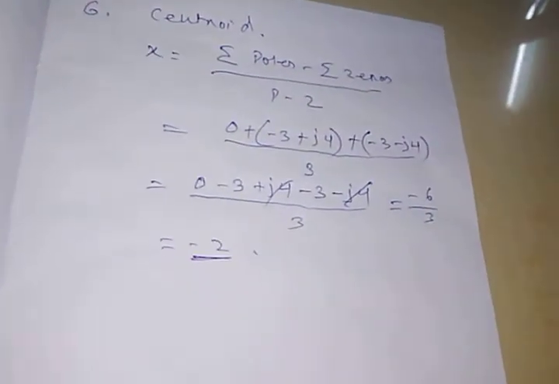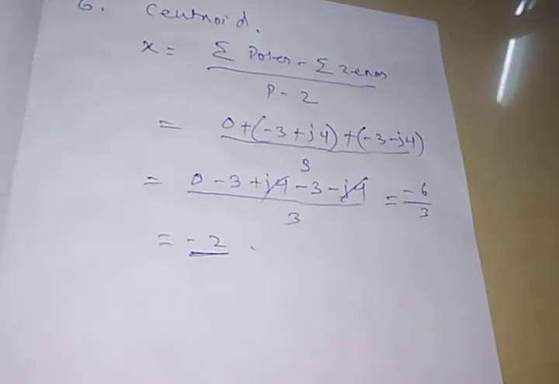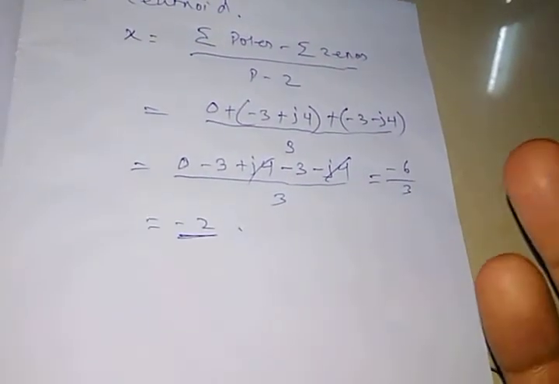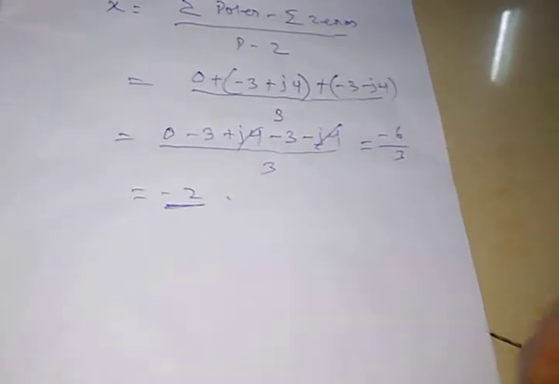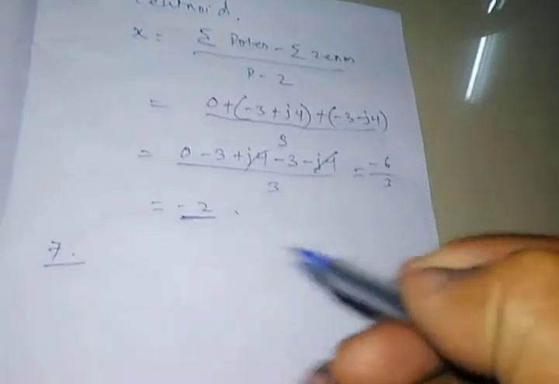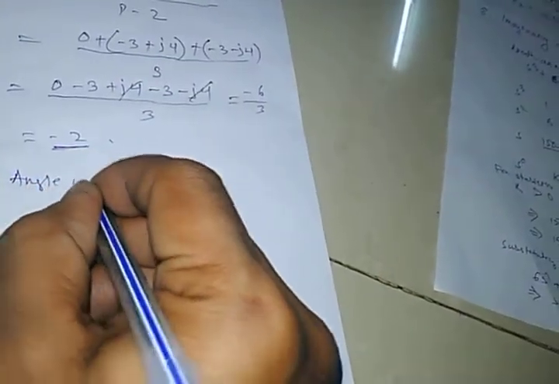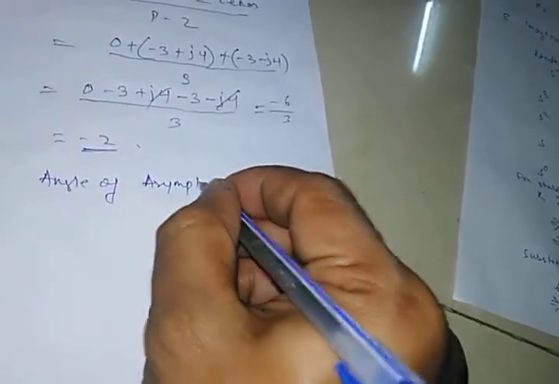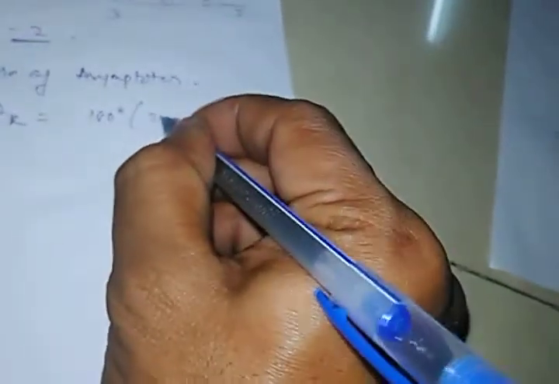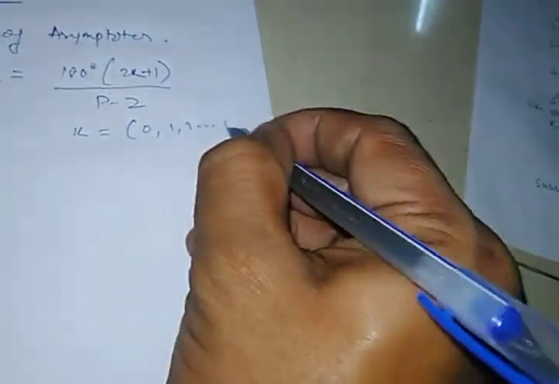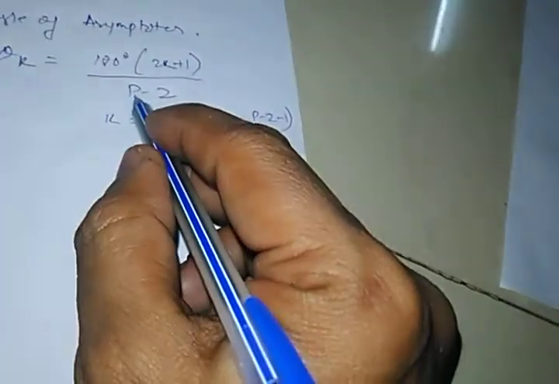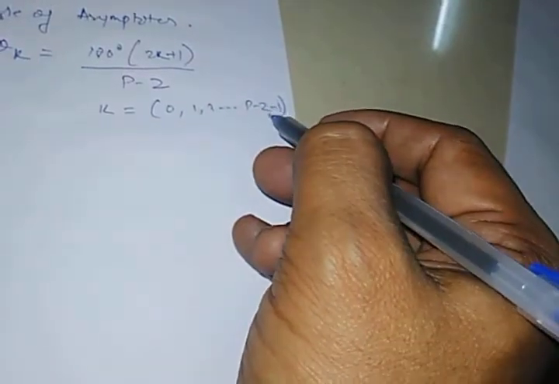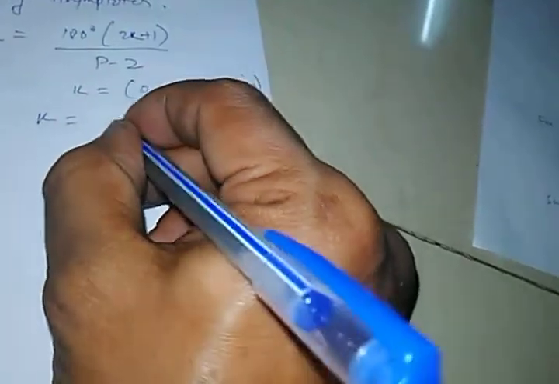Asymptotic lines are imaginary lines drawn to assume the paths the root locus branches follow when k approaches infinity. So next we have to find the angle of asymptotes. The formula is theta k equals 180 degrees into 2k plus 1 divided by P minus Z, where k goes from 0, 1, 2 up to P minus Z minus 1. Here P equals 3 and Z equals 0, so P minus Z minus 1 equals 2. So the values of k are 0, 1 and 2.